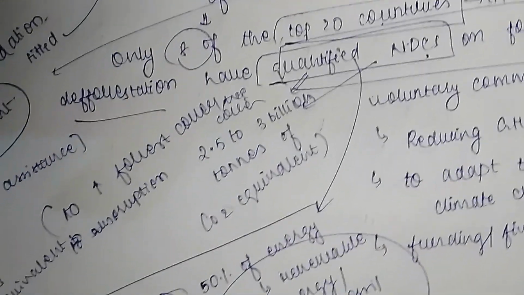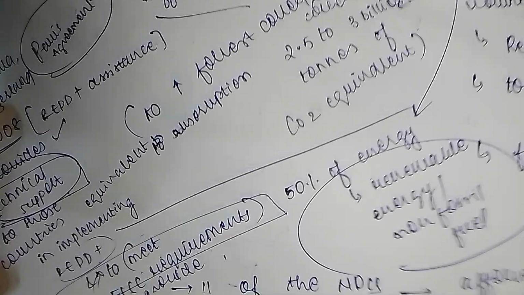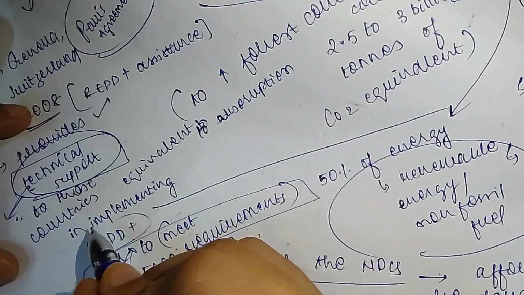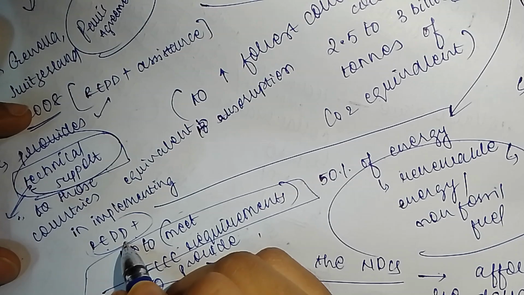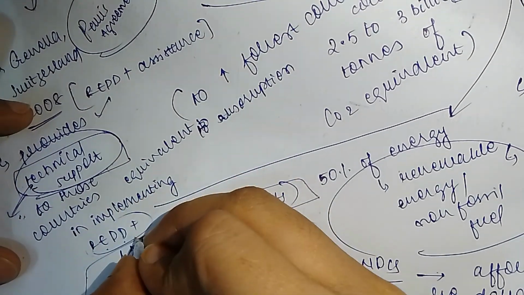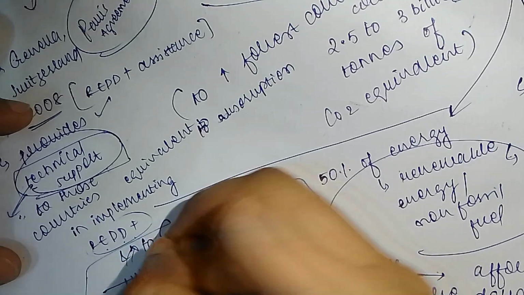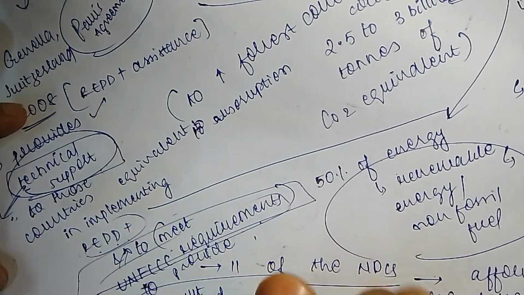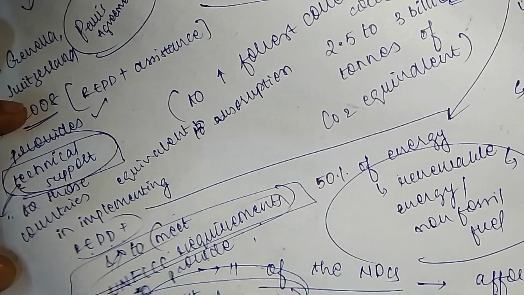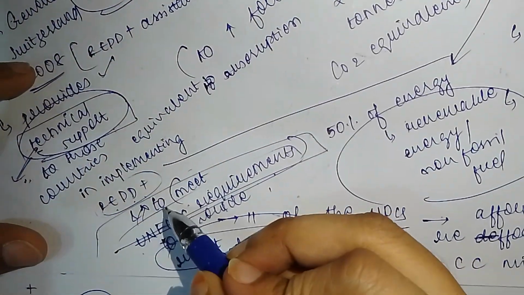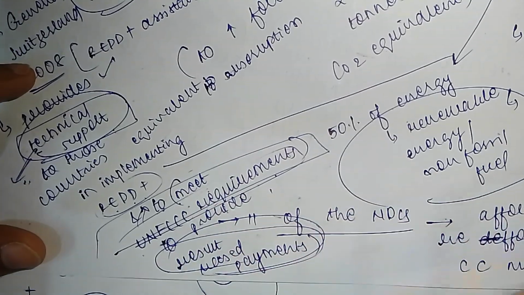Let me mention this. Yesterday I was discussing that it provides technical support to those countries in implementing these REDD plus initiatives, and also, in order to avoid any confusion, just mention here, it provides assistance to meet UNFCCC requirements. If they are met, they get result-based payments. So you can write it as: also to provide assistance to meet UNFCCC requirements for result-based payments, okay?